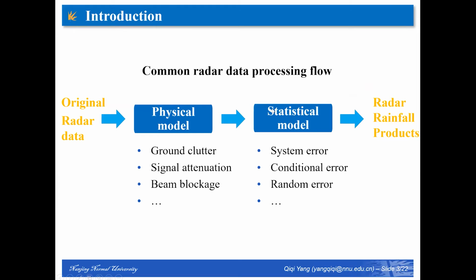The traditional radar data processing flow is shown below. We put the original radar data into the physical model and process the ground clutter, signal attenuation, and the beam blockage, and so on. And we process the data with the statistical model and correct the system error, conditional error, and random error. Finally, we get the radar rainfall products.